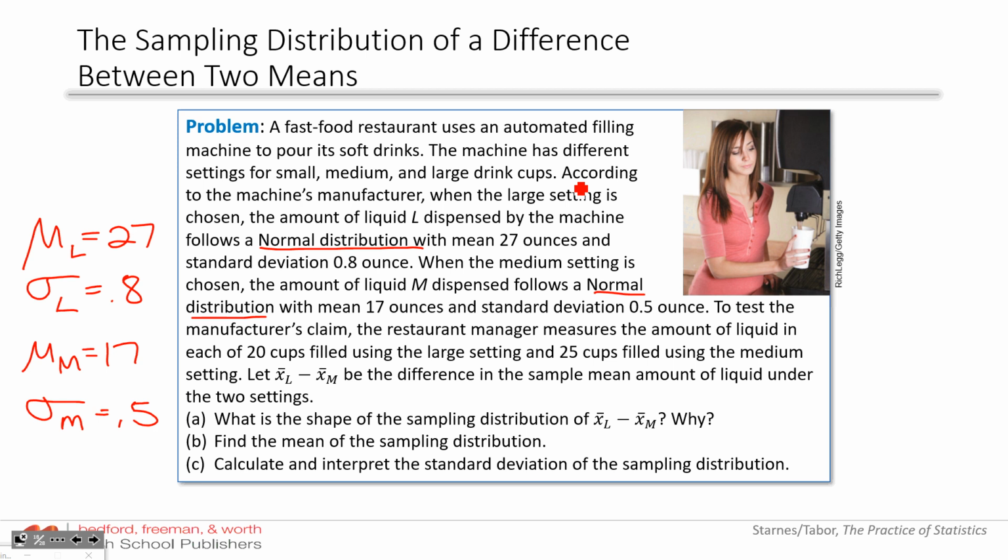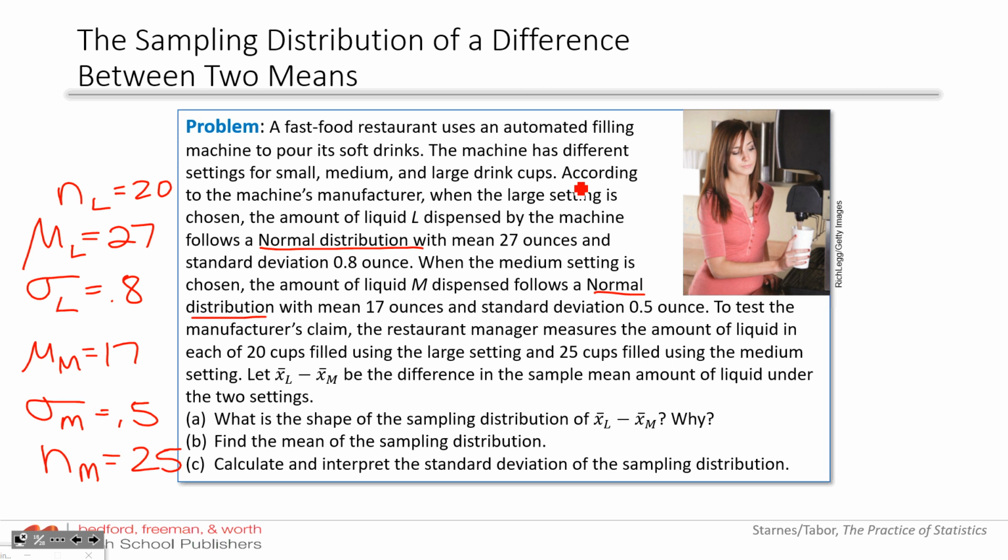So I a lot of times like to write this information down. There's a lot of stuff to keep track of, right? All right, so to test the manufacturer's claim, the restaurant manager measures the amount of liquid in each of 20 cups filled with the large setting and 25 cups with the medium setting. Okay, so there's all the information I need.